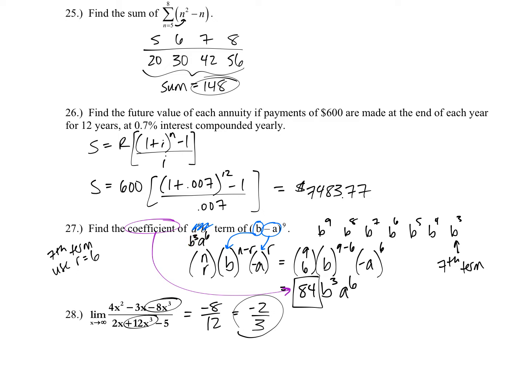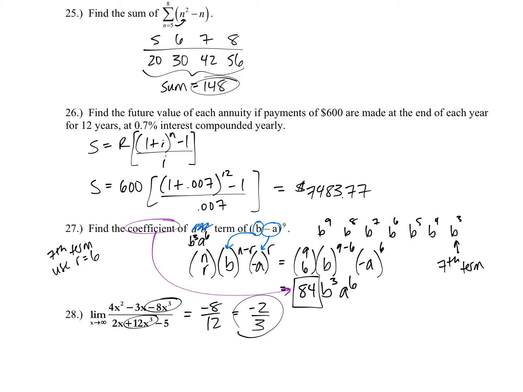If you start counting down when you FOIL this, the first thing would be b to the 9th, then b to the 8th, 7th, 6th, 5th, 4th, 3rd. This means I'm looking for the 7th term, and that 7 is what I'm going to need to help me use my formula. So I first had to figure out, okay, what term number has a to the 6th and b to the 3rd in it? So I started writing them out. b to the 3rd is the 7th term. 1, 2, 3, 4, 5, 6, 7.